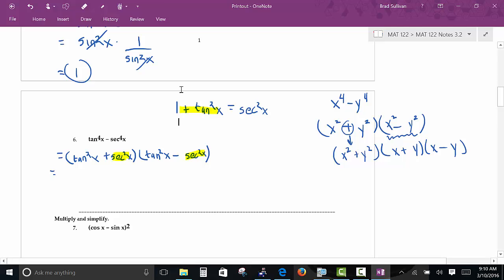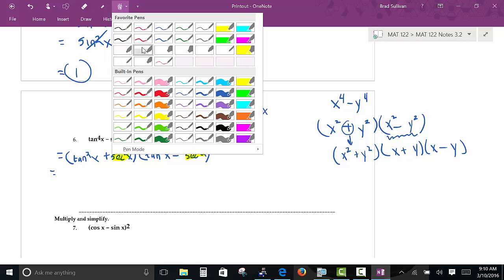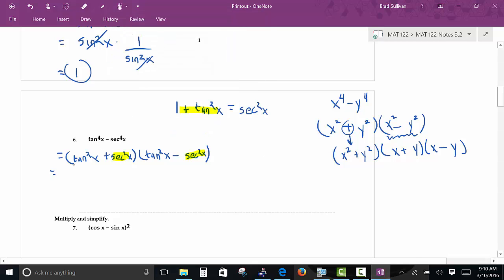Okay? Now this is one way to do this. Like I say, there's more than one way to do this. This is just what I see. So I'm going to leave that tangent alone. I'm going to replace the one I highlighted with what it's equal to, tangent squared x. Okay, so I just do a substitution.